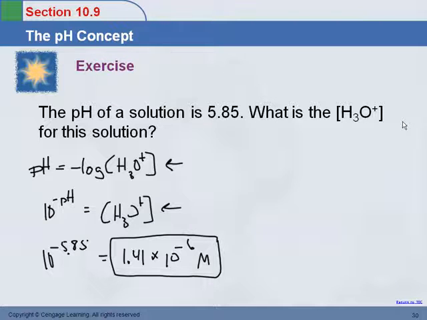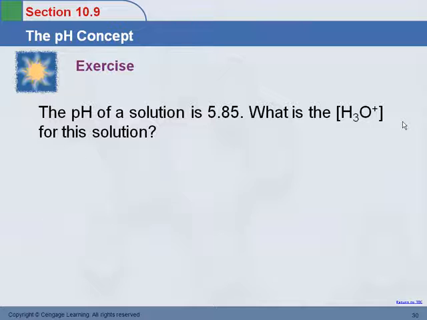We could also ask at this point, and actually we could have asked when we knew the pH, is this solution acidic, basic, or neutral? What do you think? Well, given that the pH is less than 7, and we know that pHs of 0 to 7 are acidic, this is an acidic solution.